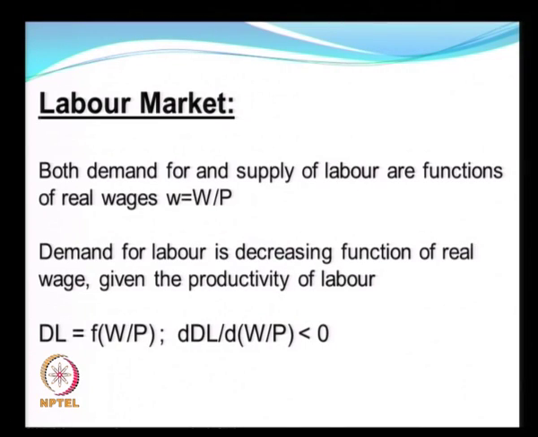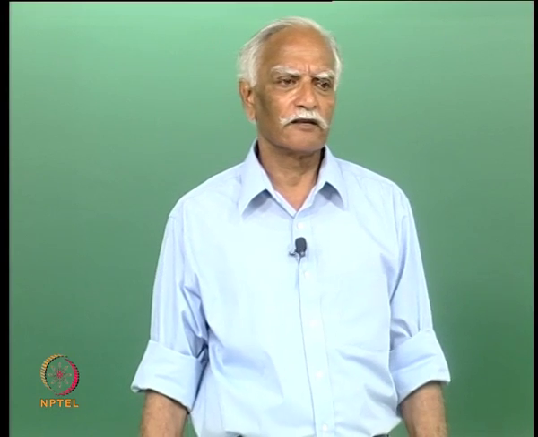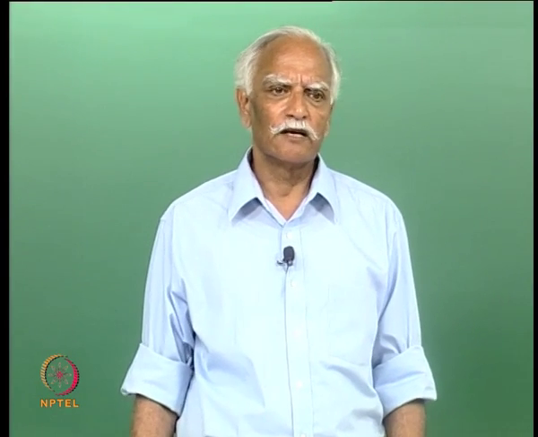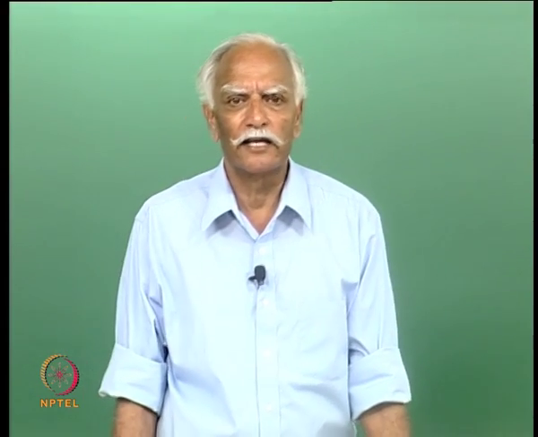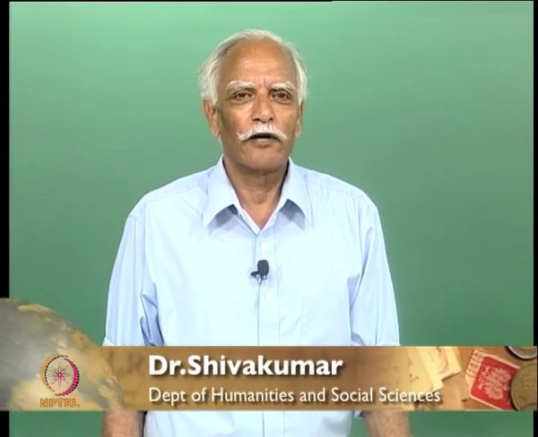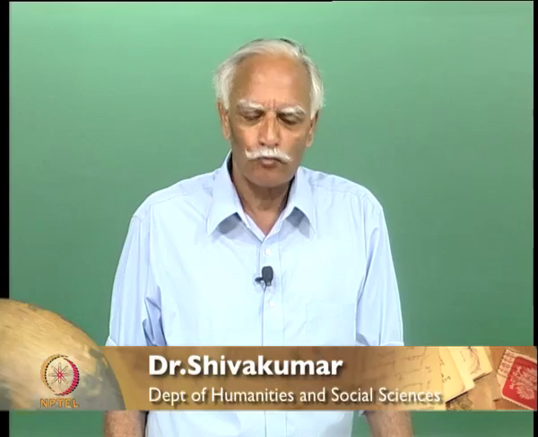Let us look at the labor market first. Demand for and supply of labor can be assumed in the standard neoclassical format to be a function of real wages. We know that real wages is the wages in terms of the number of goods and services which money wages can buy. In other words, if money wages is capital W and if prices are capital P, then small w, real wages, equals capital W upon capital P.